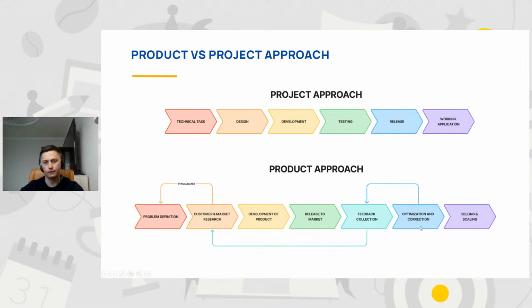customers buy this product. Usually after feedback collection, you get a lot of different insights that help you to optimize and correct the product to deliver more value to end users, to better address their problems, and to cover all the pain points that they have. And then after that, we proceed with the selling and scaling phase where we sell our product and we try to expand to new markets and something like that. But in any case, the product approach greatly differs from the project approach when we explore the problem and whether it's really worth solving.